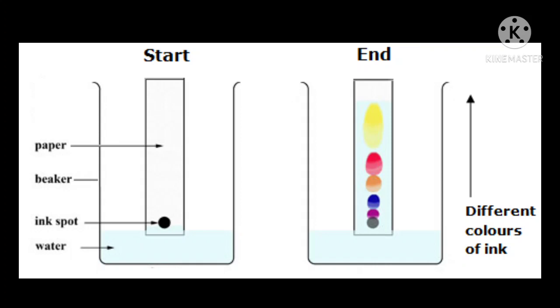After some time you can see that different color particles are rising upward from that spot after the absorption of water. It means that a particular color is made up of different color particles, and with the help of chromatography paper you can separate the color particles from the spot, and you can see in the image.